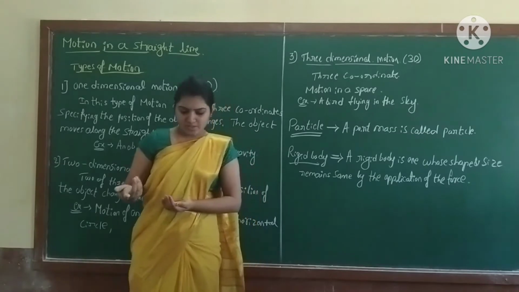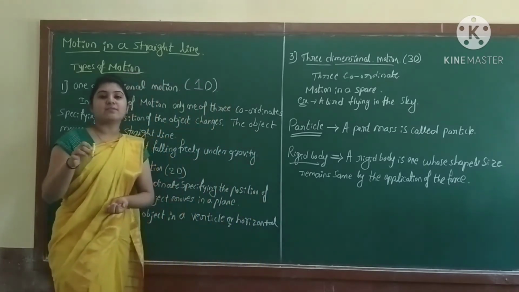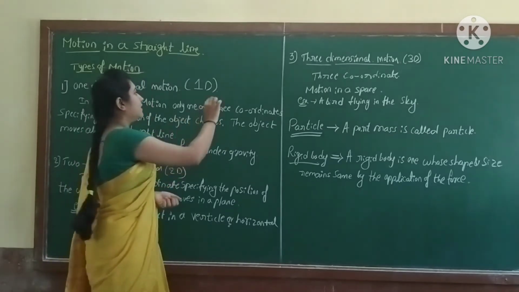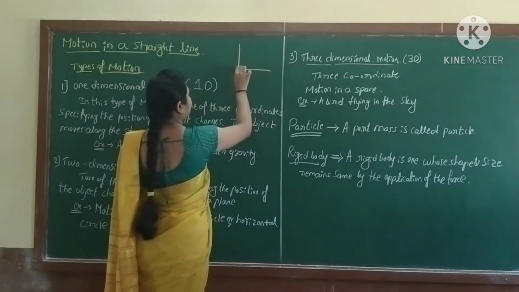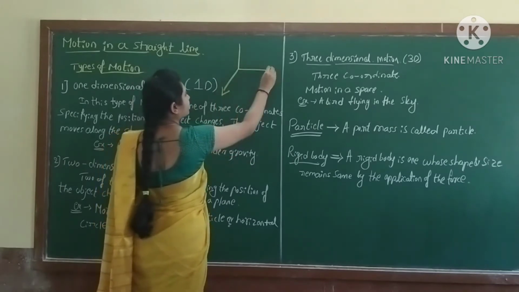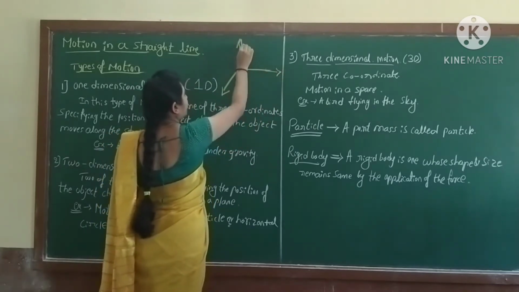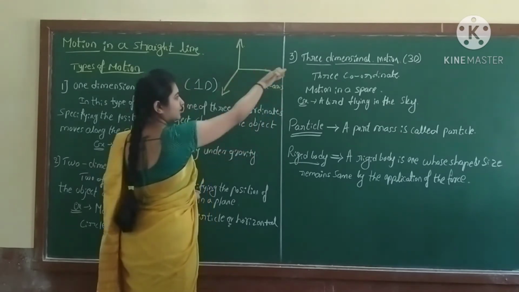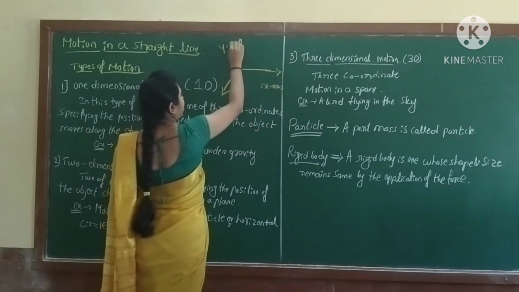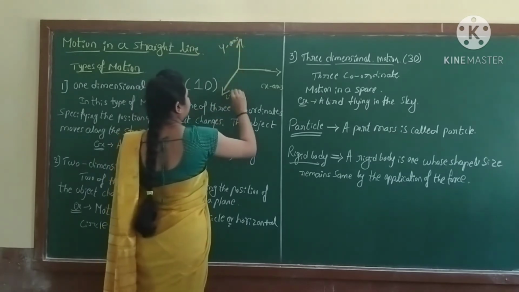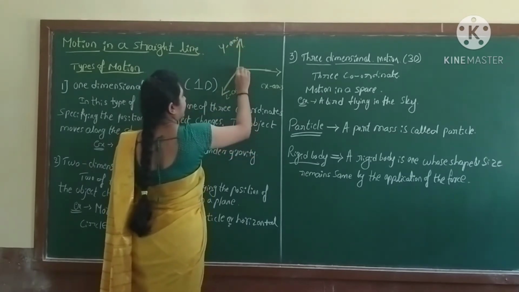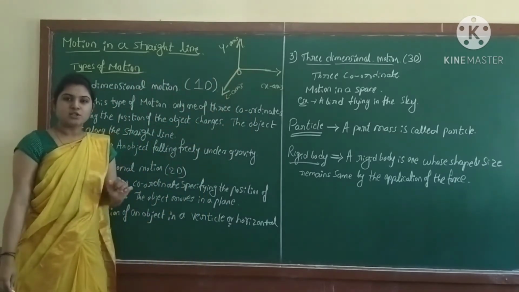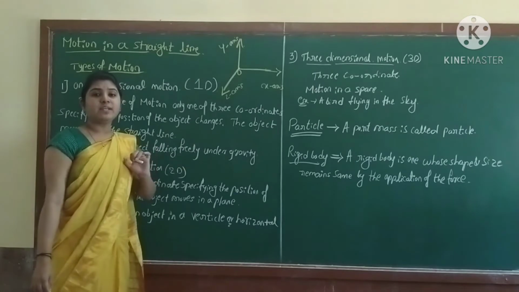What are they? See, in order to discuss that, first we have to consider the axis. In the previous case I drew this diagram. Just remember, this is the x-axis along this, this is the y-axis and this is the z-axis, and this one I took as the origin O. So the first one we are discussing.